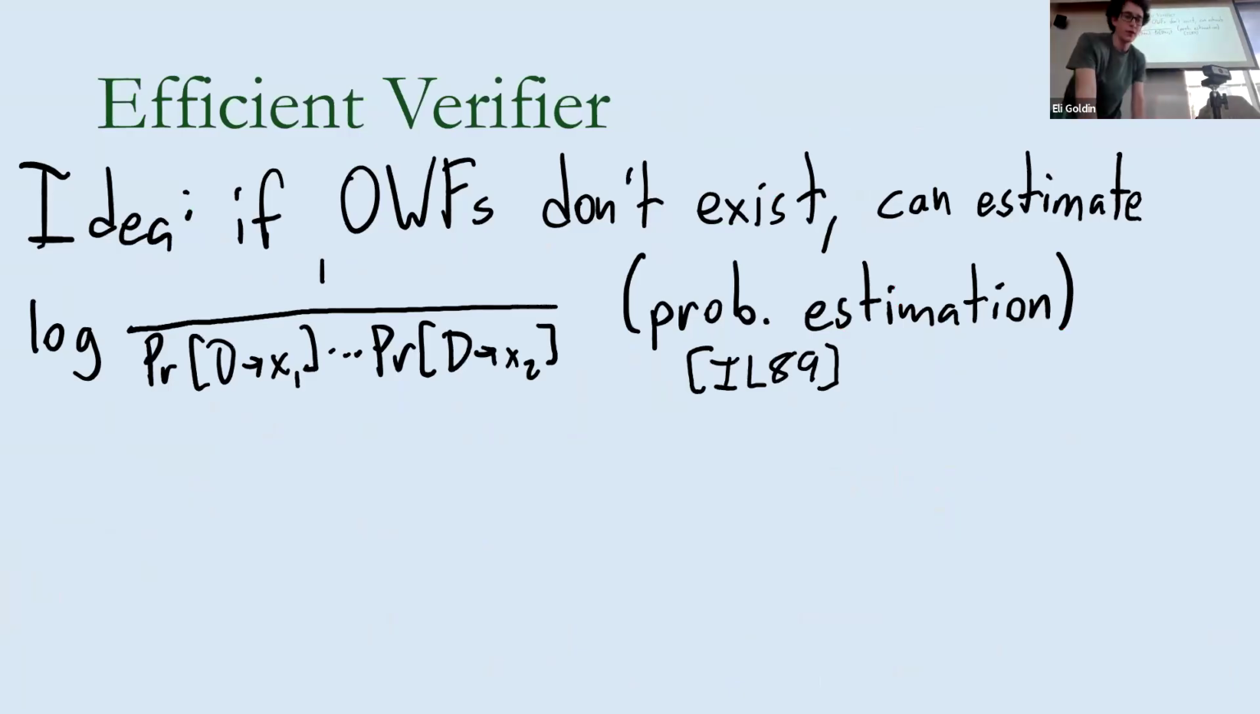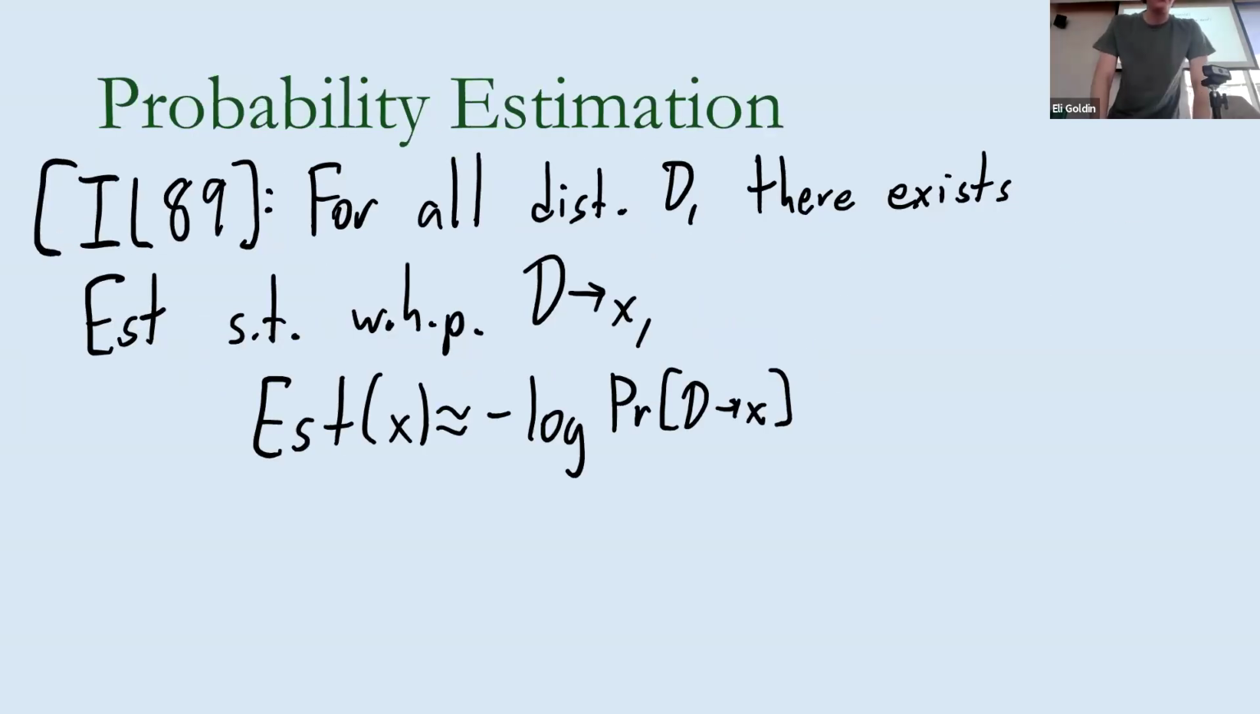Our goal will be to make it efficient. It turns out that if one-way functions do not exist, we can at least estimate the left-hand side using something called probability estimation. This is a classic result from 1989. It says that for all distributions D, there exists an estimator such that with high probability over samples from D, the estimator applied to X will be very, very close to negative log probability that D outputs X.